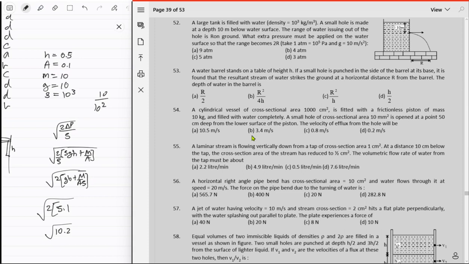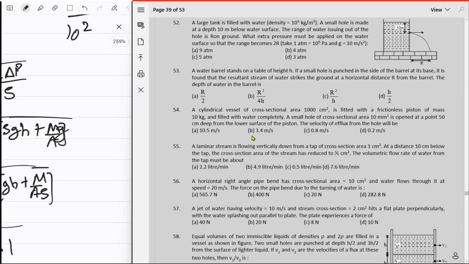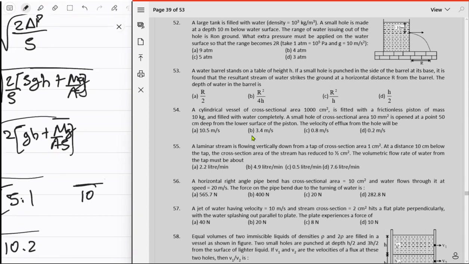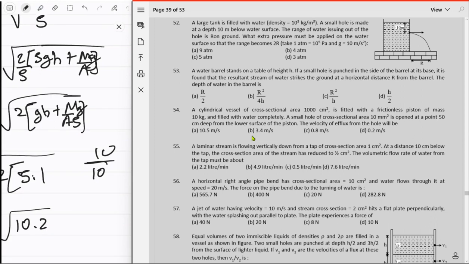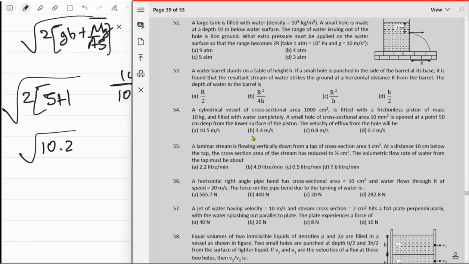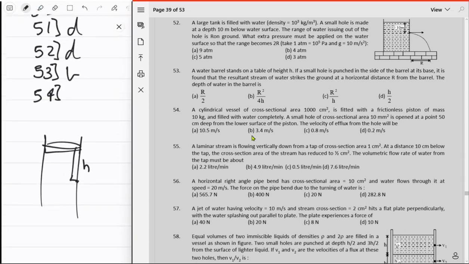I'm messing up somewhere. Oh, it's mg involved, not just m. Okay, so it's 1 upon 10. Cool, there is that, but then g is also there. So it's 10 upon plus 1. So 5 plus 1, which is square root of 12. It's between 3 and 4. So 3 point something, which is of course B. Next question.